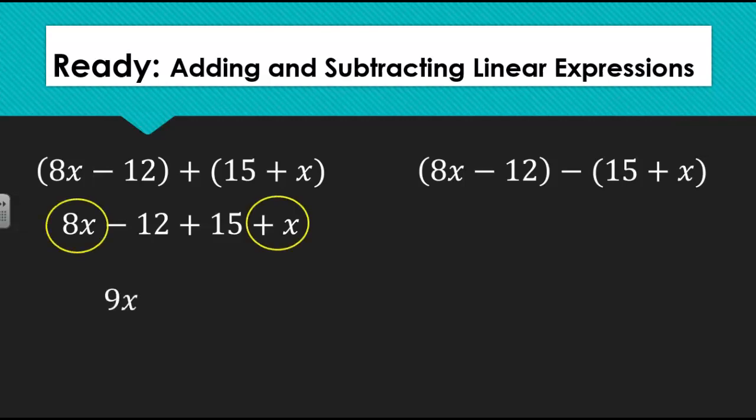So when we combine our x terms, we have 9x altogether. And when we combine our constants, we have negative 12 plus 15, which is positive 3.